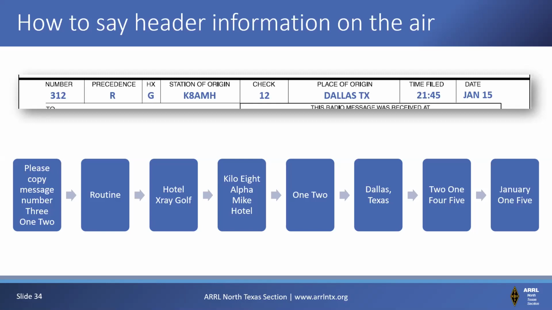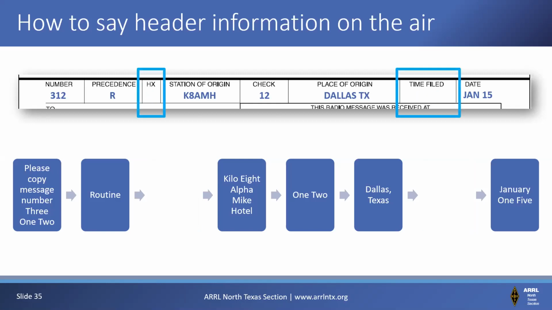time on that. I did mention that 2 items are optional, the handling instruction and the time. So how would I read that if I didn't have those? I just skip them. Please copy number 312, routine, Kilo 8, Alpha Mike Hotel, 12, Dallas, Texas, January 15. Again, the other station will know that there is no handling instruction and there is no time filed. It's one of those rhythm of the business type of things. We know that those are optional, and so if you don't mention it, then they're not there, and then we can keep moving with things.